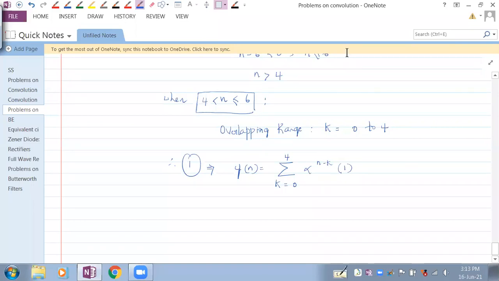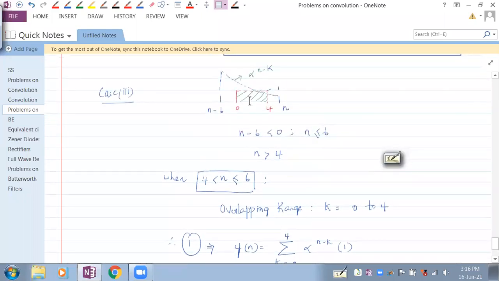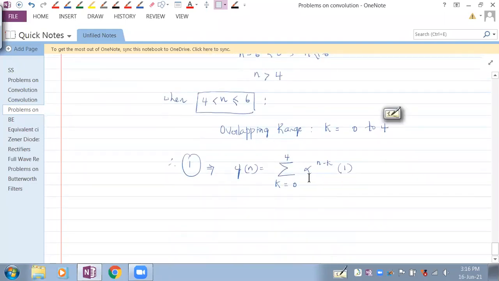Fine. So overlapping range is from 0 to 4. And in this overlapping range 0 to 4, the stationary signal is 1 and the moving signal is alpha power n minus k. Fine. So that is what we have written here.